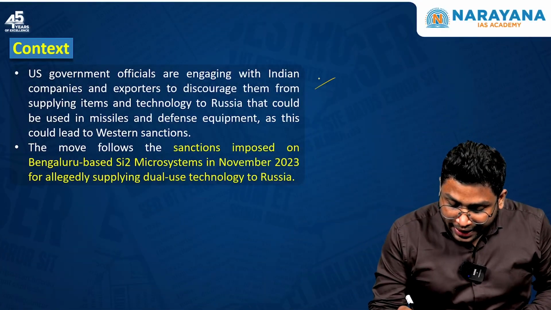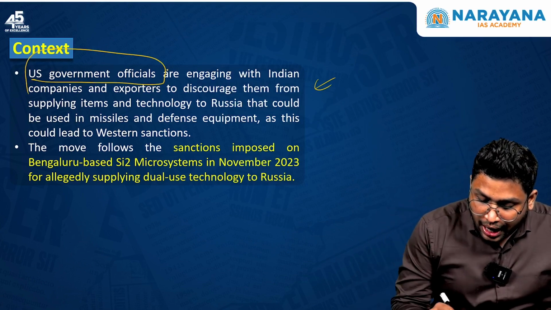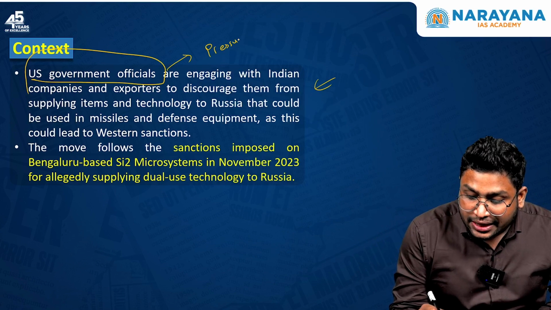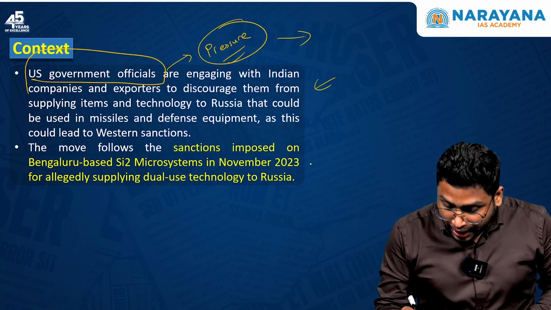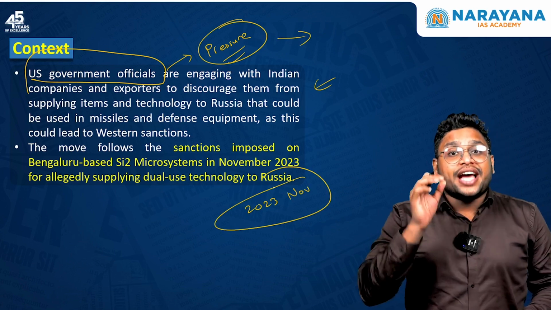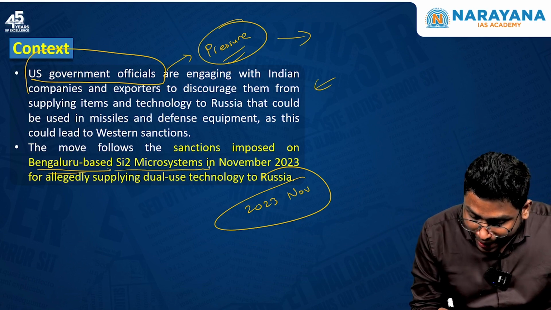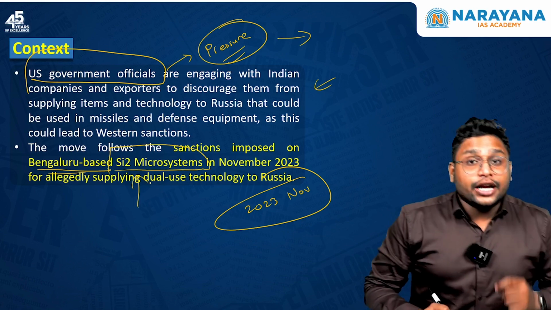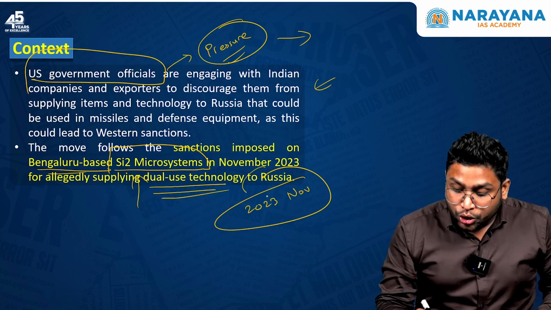Now moving ahead with the context. We are saying that US government officials are putting pressure on Indian companies, and this is not a new case because earlier in November 2023, the USA had put sanctions on an Indian company, a Bangalore-based SI2 Microsystems. It was being said that this company is selling some dual-use technology to Russia.